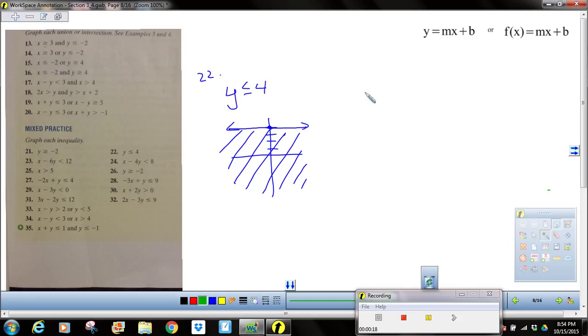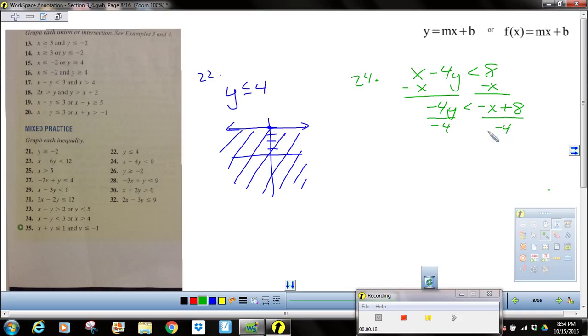Number 24, sorry. It is not in slope-intercept form, so we need to get it in that form. To do that, I'll have to solve for y. Be careful over here not to combine them two. They're not like terms. Put the x term first. Remember that if you divide by a negative, you have to reverse the sign.